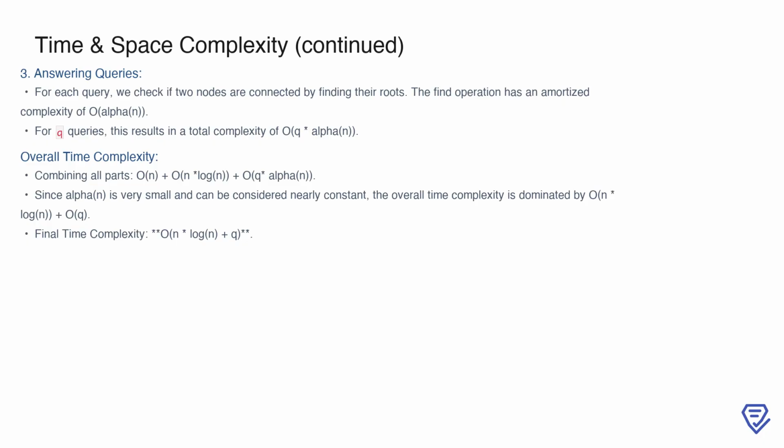When we combine all three parts, the overall time complexity is n for initialization, n * log n for connecting nodes, and q * alpha(n) for queries. Since alpha(n) grows so slowly that it can be treated as nearly constant, the overall time complexity is dominated by n * log n for the union operations and q for the queries. As a result, the final time complexity of the algorithm is n * log n plus q, which is highly efficient given the problem constraints.